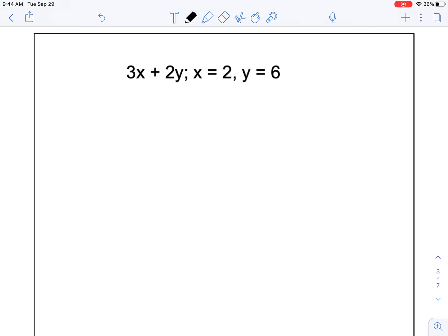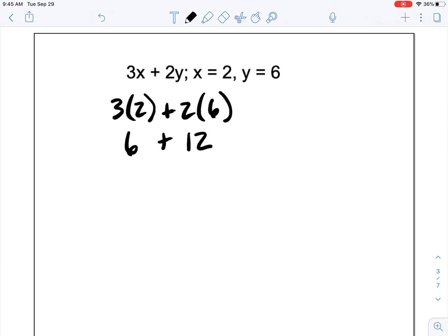So now here's this multivariable, so I'm going to read this left to right. 3 times x plus 2 times y when x equals 2, y equals 6. So let's substitute in, and I'm going to use parentheses for multiplication. And then I'm going to do the order of operations. 3 times 2 is 6, 2 times 6 is 12, and 6 plus 12 is 18.